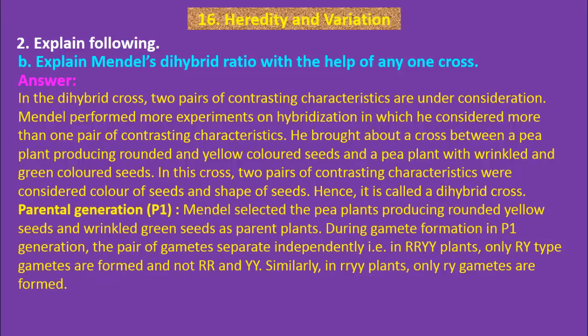Parental generation P1. Mendel selected the pea plants producing rounded yellow seeds and wrinkled green seeds as parent plants. During gamete formation in P1 generation, the pair of gametes separate independently as in capital R, capital Y plants. Only capital R, capital Y type gametes are formed and not capital R and capital Y separately. Similarly, in small r, small y plants, only small r, small y gametes are formed.